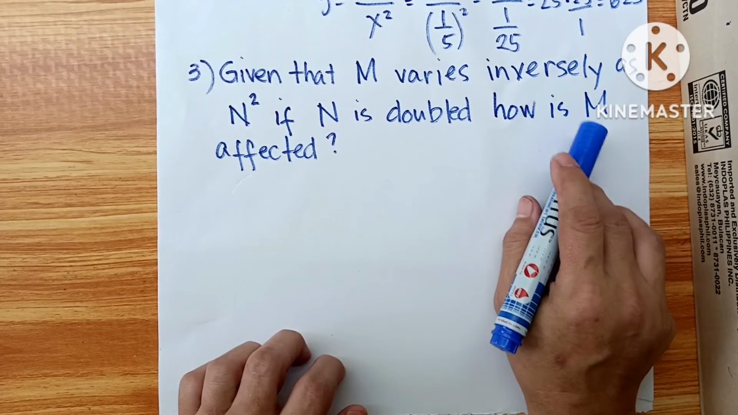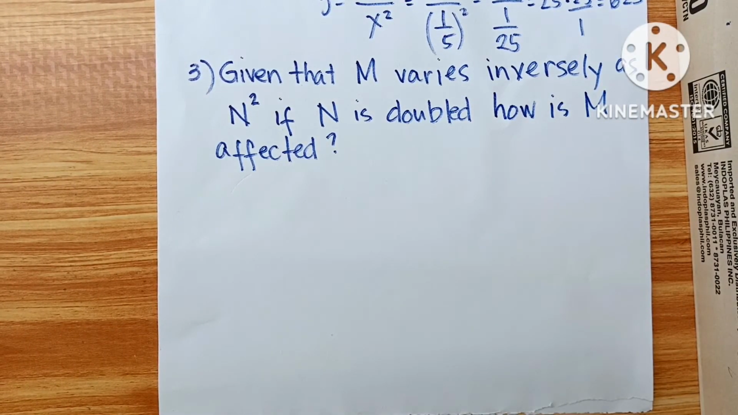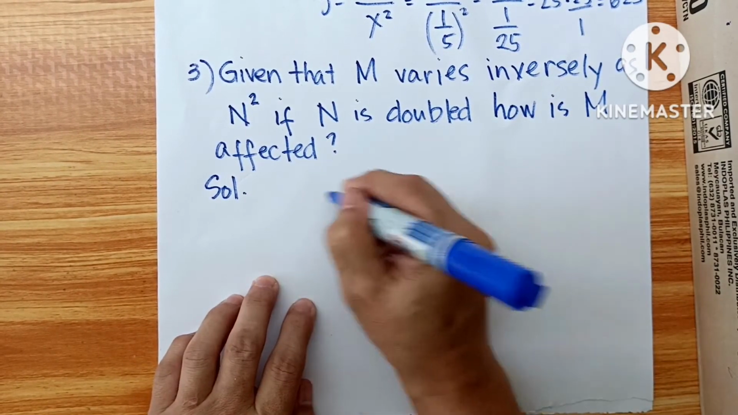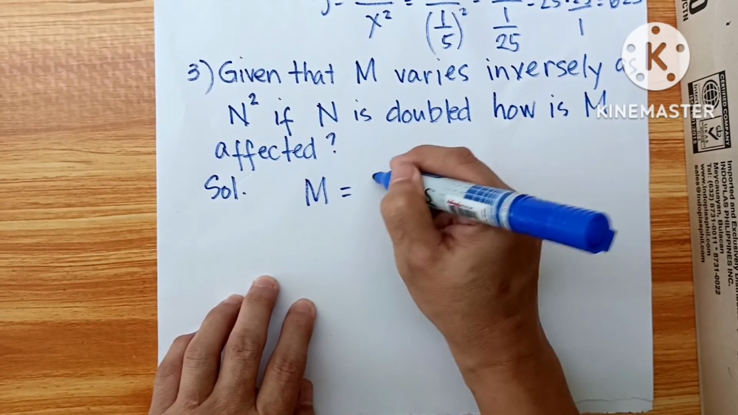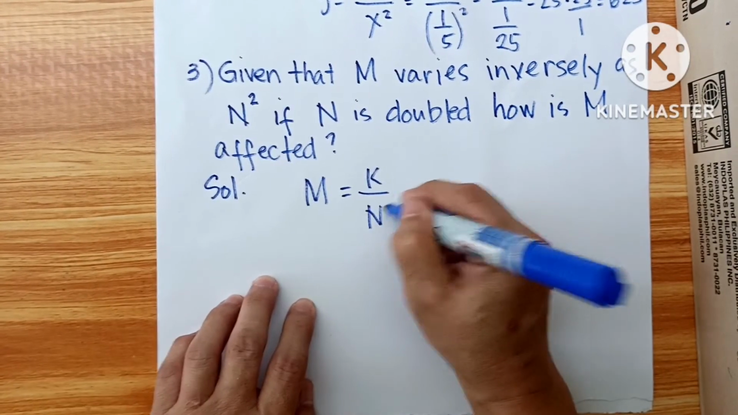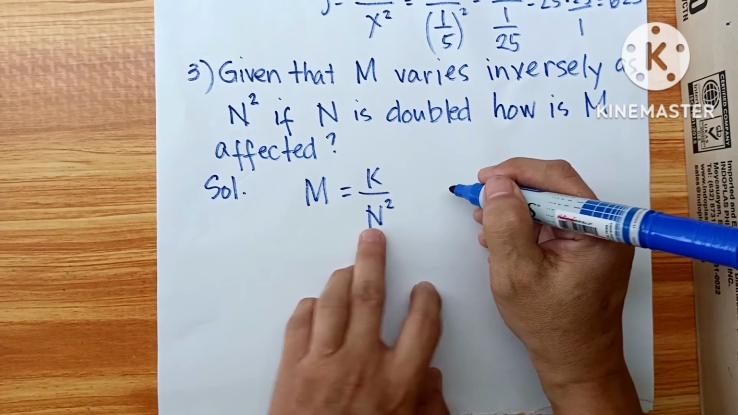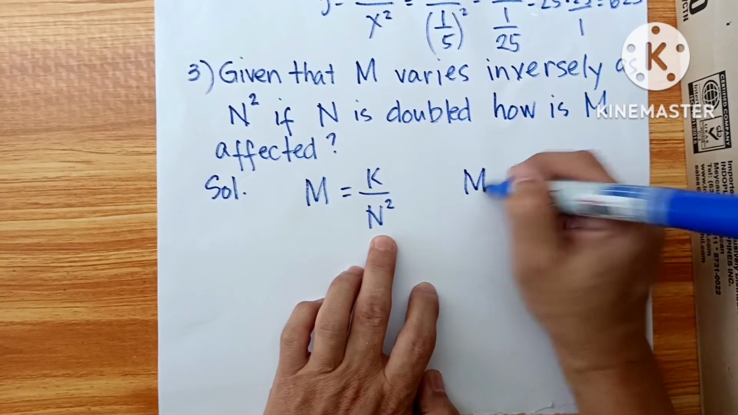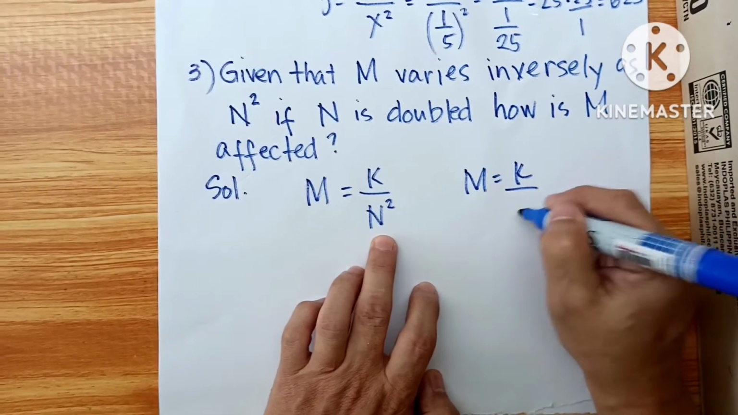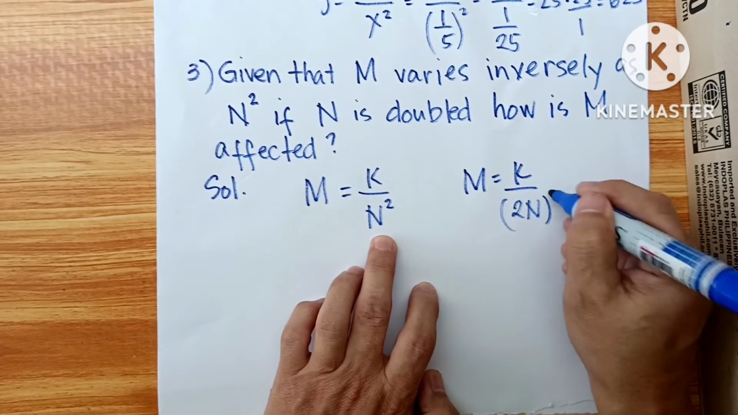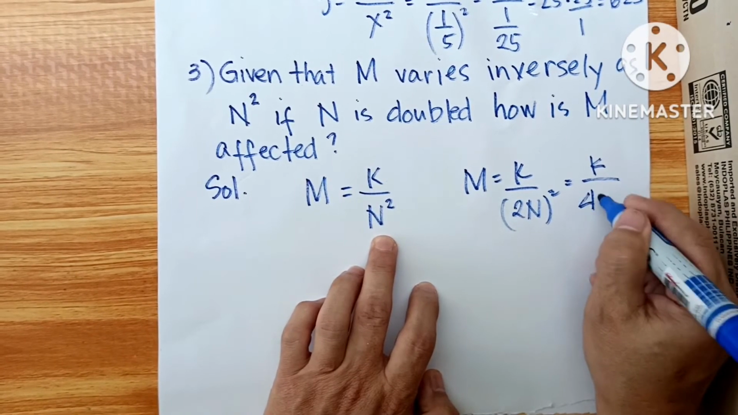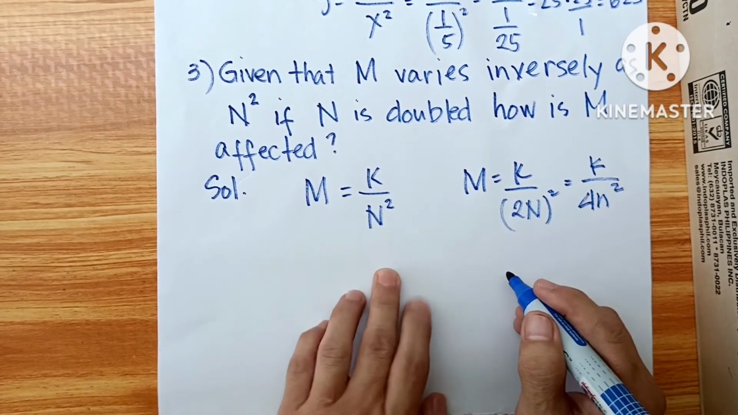Next: given that m varies inversely as n squared, if n is doubled, how is m affected? So m varies inversely as the square of n. How is it affected when we double n? Again, just like in my previous video, we just multiply by 2. So k over 2n squared, which is now equal to k over 4n squared.